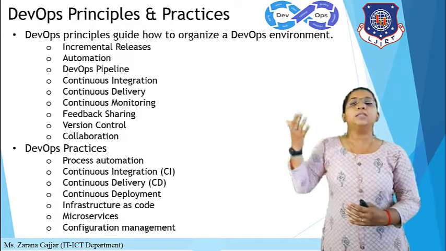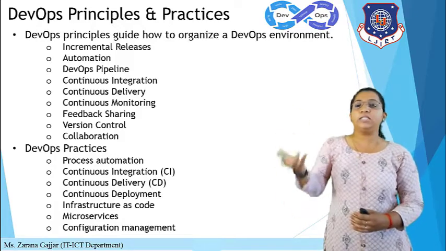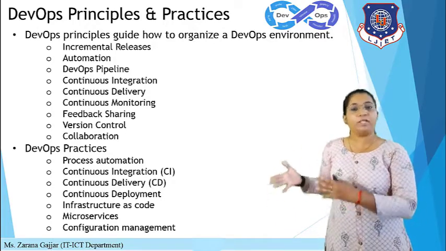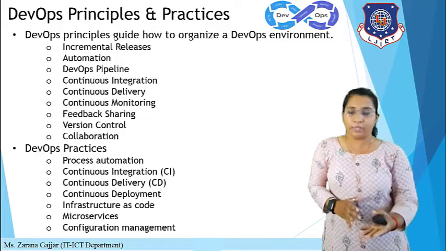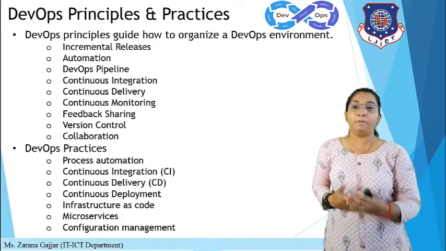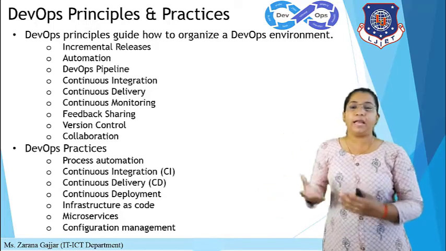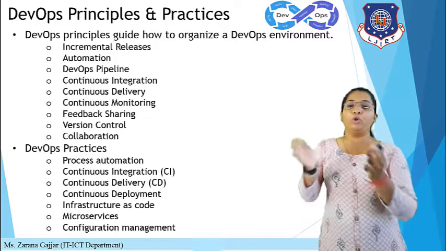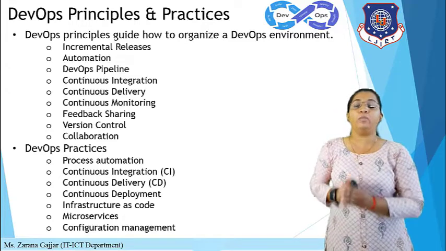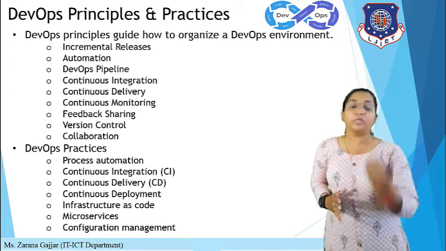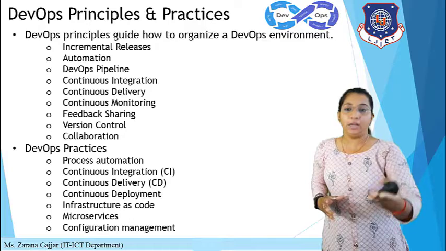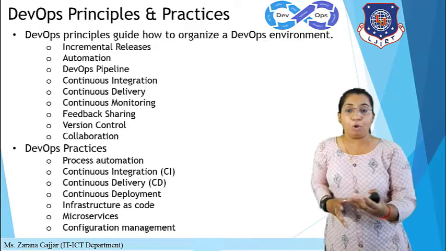So these are some principles of DevOps. Now let's discuss practices. Process automation means that once you are done with your project, you can do testing automatically. Then continuous integration, which we have already discussed in the principles: if there are multiple components, you can group them together and check the integrated components. Then continuous delivery means that if the customer gives you a new requirement, delivering component by component is also possible. Then continuous deployment.